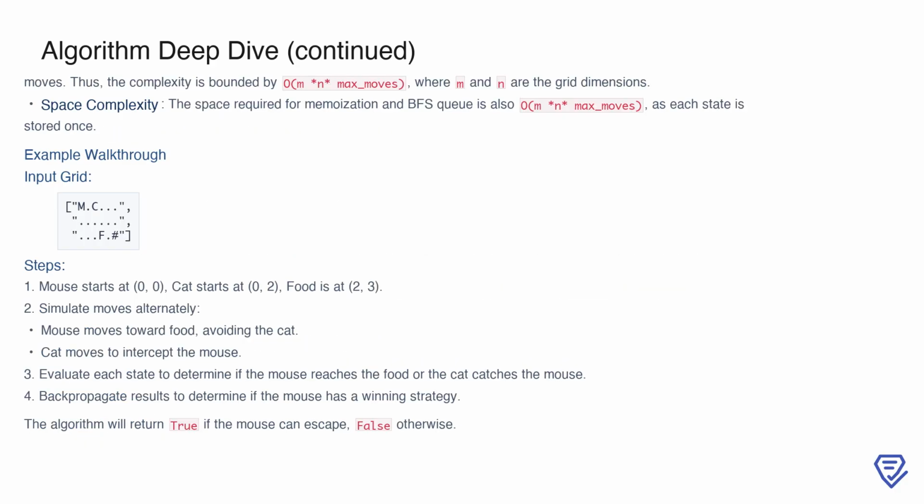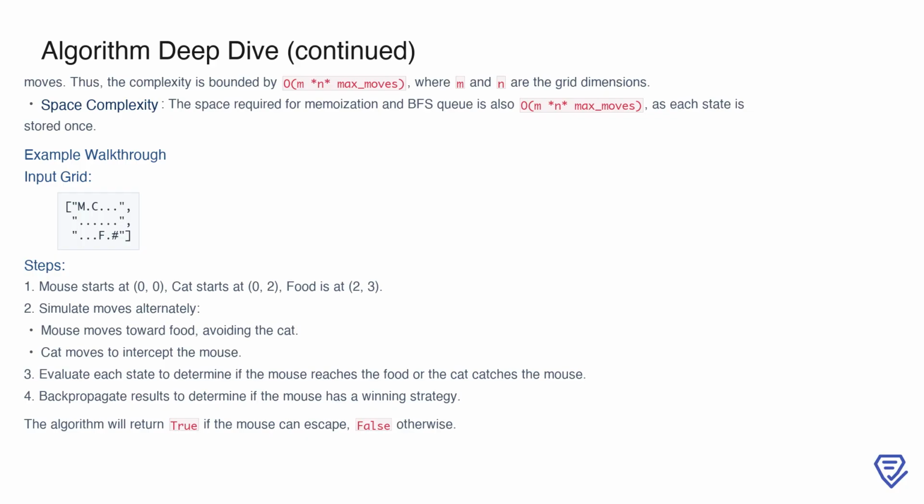The time complexity of this approach is proportional to the total number of possible game states, which depends on the grid dimensions, the maximum number of moves, and the number of valid transitions between states. This gives us a complexity bound of O(m * n * max_moves), where m and n represent the grid's dimensions. Similarly, the space complexity is also O(m * n * max_moves), due to the memory required for the BFS queue and the memoization structure.